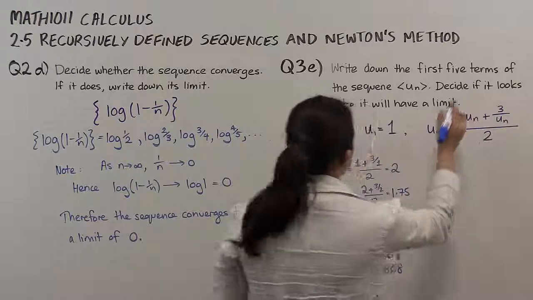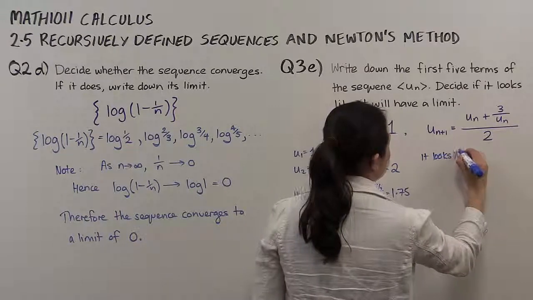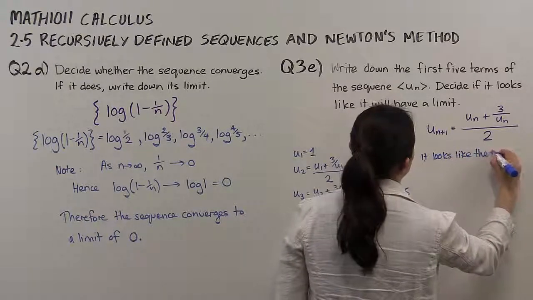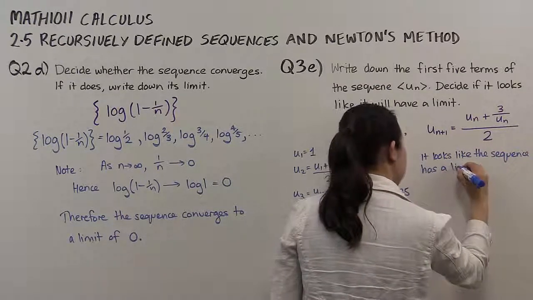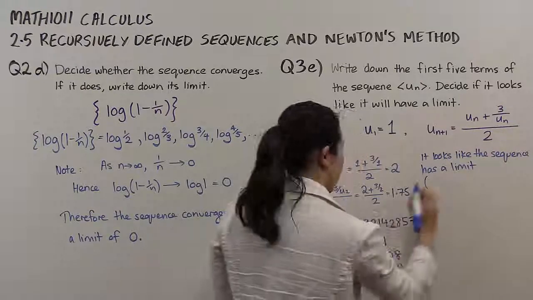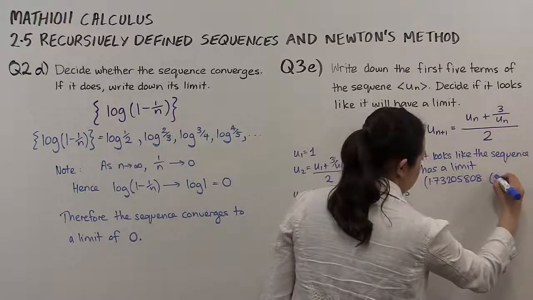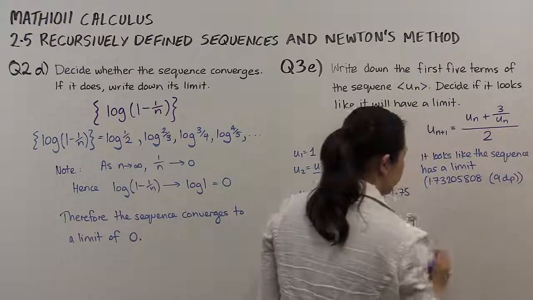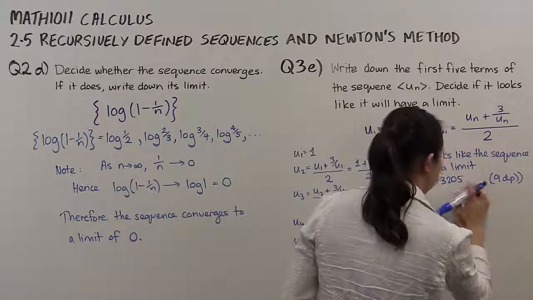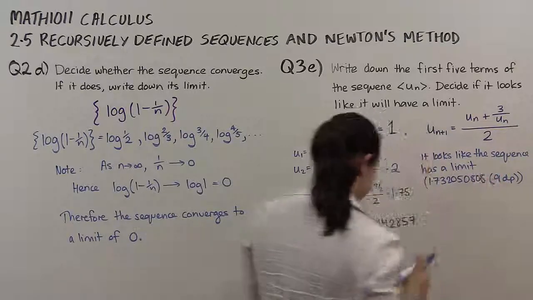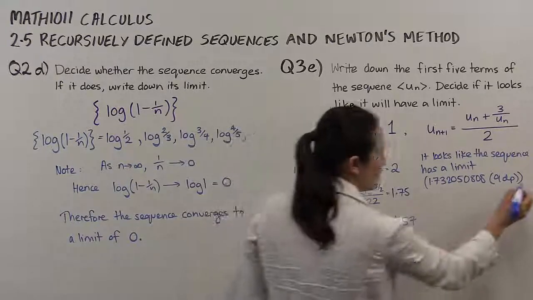So let's write that down. It looks like the sequence has a limit, and it looks like that limit is 1.732050808 to 9 decimal places there. Is that 9 decimal places? Yes, I just forgot one here. 0808. Okay, now we can actually calculate what that limit is. So let's just do that.